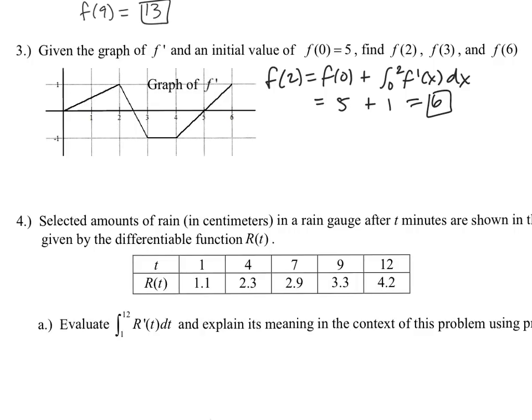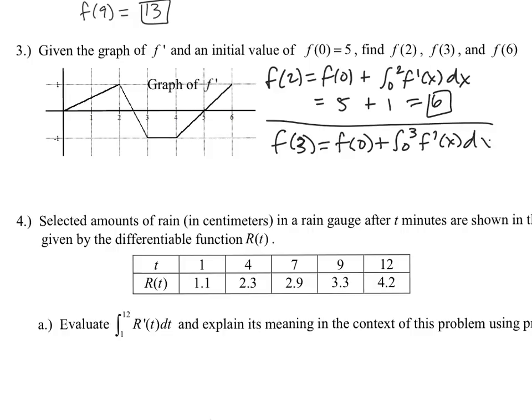All right? And then moving on to f of 3, f of 3 is going to be f of 0 plus the integral from 0 to 3 of f prime of x dx. So now as we find that area between the graph and the x-axis from 0 to 3, we know from 0 to 2 is 1. And then if you look at these two areas between the graph and the x-axis, one of those areas is above the x-axis, and then one is below.